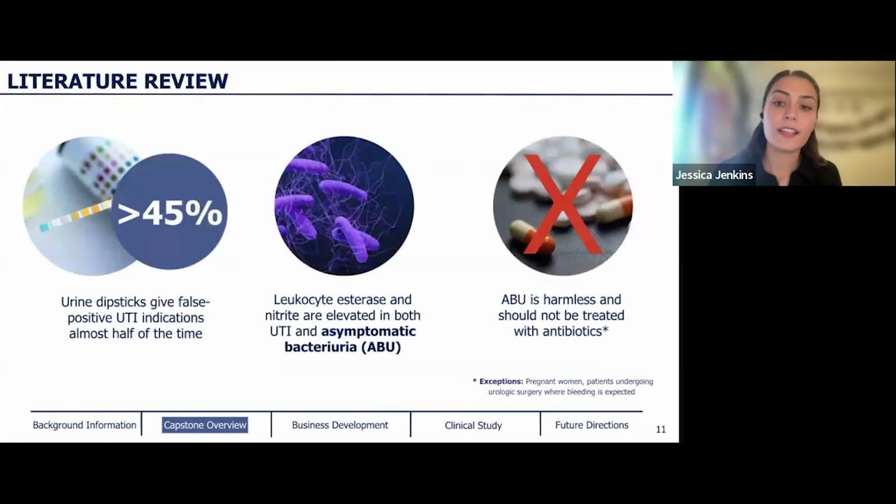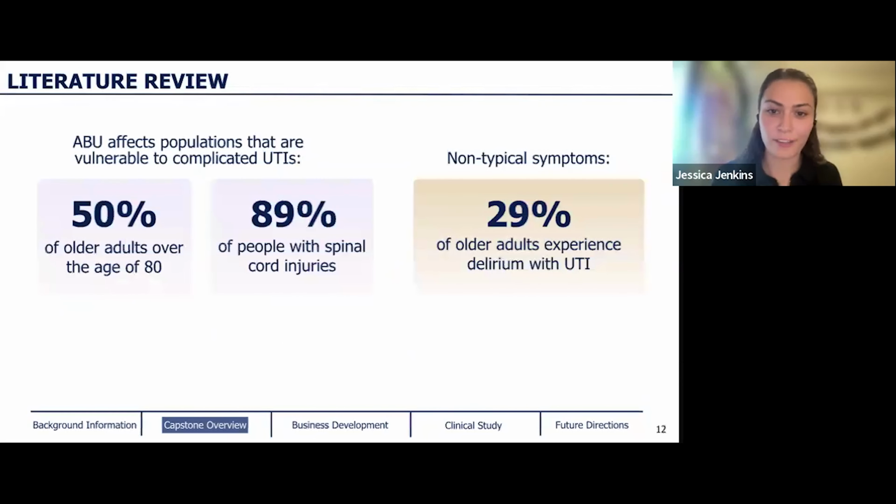At this point, we investigated why these tests perform so poorly. We learned that conventional UTI tests are dipsticks that detect the presence of leukocyte esterase and nitrate in urine. These biomarkers elevate not only in the presence of UTI, but they are also elevated in the presence of asymptomatic bacteriuria, or ABU. There are two key things to know about ABU. First, ABU is harmless bacteria in the urine unaccompanied by any symptoms of UTI. And second, treating ABU is not recommended, except for exceptions that were on the slide.